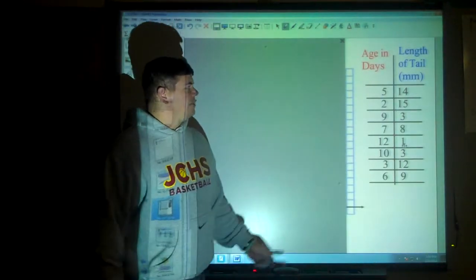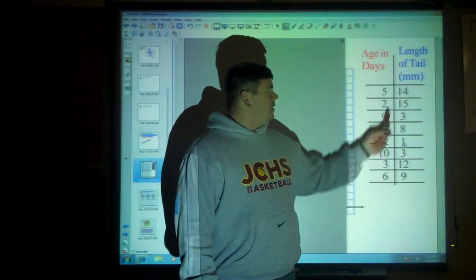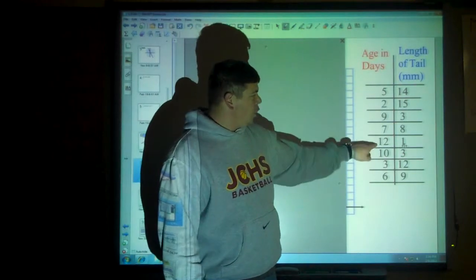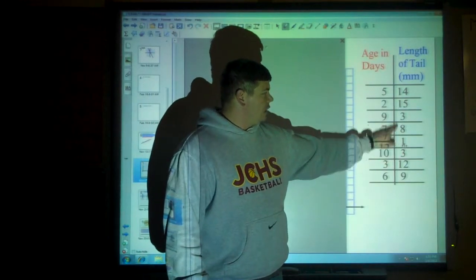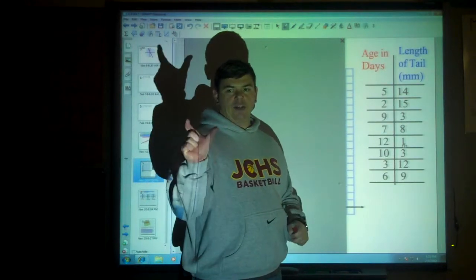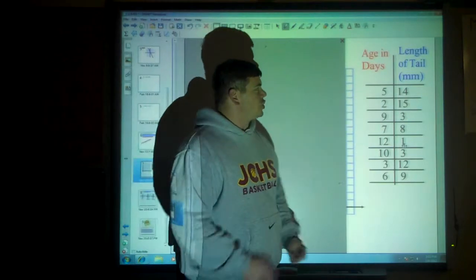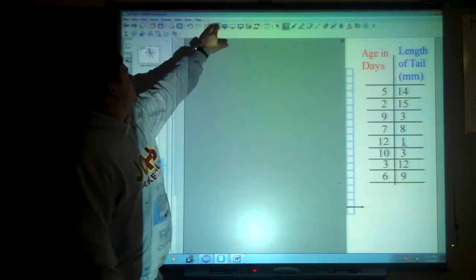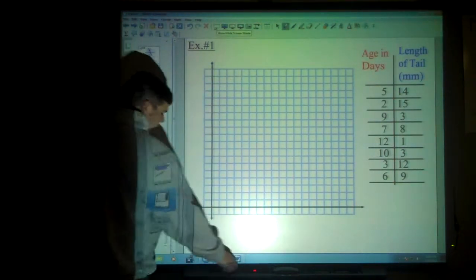We have the age of a tadpole. This is the days that it is old, and the length of the tadpole. You might notice that as the tadpole is older, 12 days is older than 2 days, the tail is not as long. And that's because the tail on the tadpole shortens as it becomes the frog. So this relationship is, as it gets older, the tail is getting smaller. So what we might want to start with is taking that information and putting it on a graph.